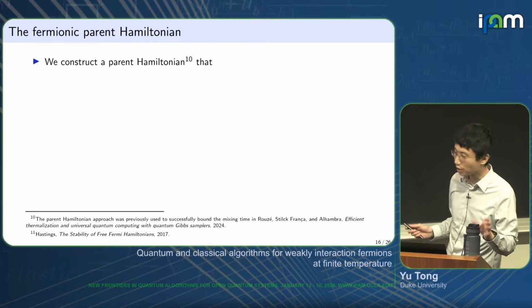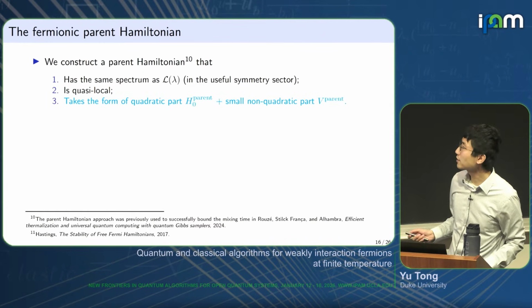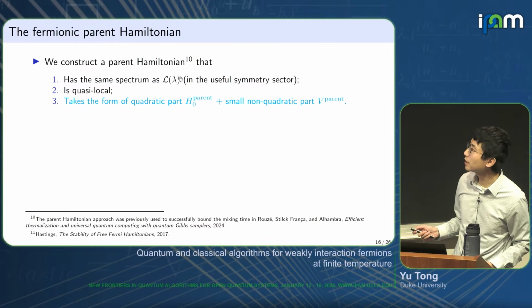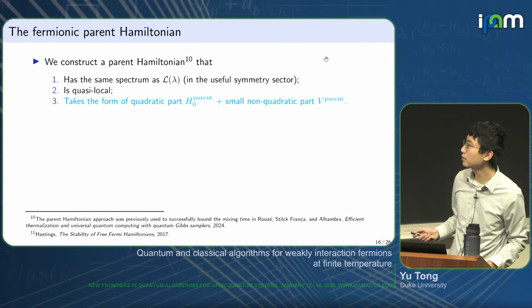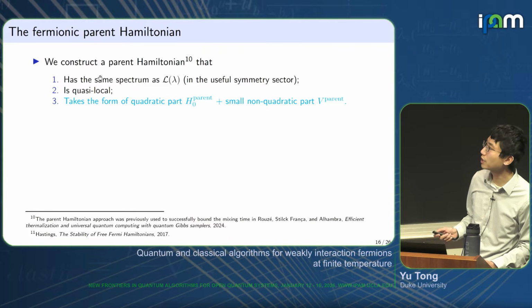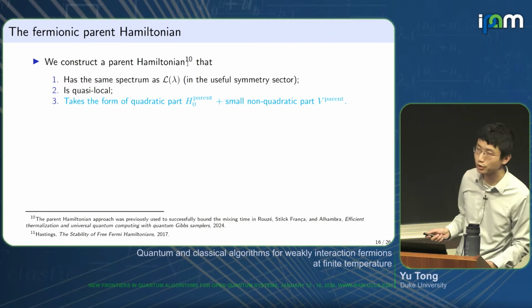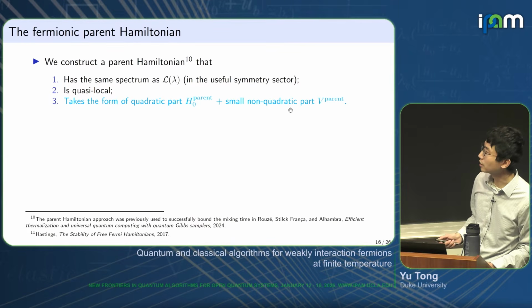So we specifically construct the parent Hamiltonian with a bunch of nice properties. It has the same spectrum as the Lindbladian in the useful symmetry sector. I'll explain what this means later. It's actually different from previous work, where they just share the spectrum; here the spectrum is actually not always the same. And the parent Hamiltonian is quasi-local, which is a crucial contribution from previous work. What enables us to get the gap is that it has a special structure.